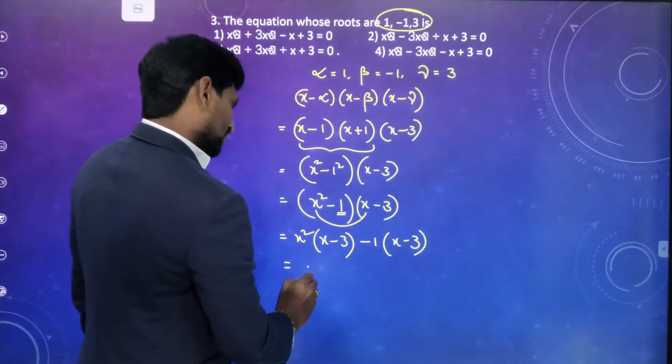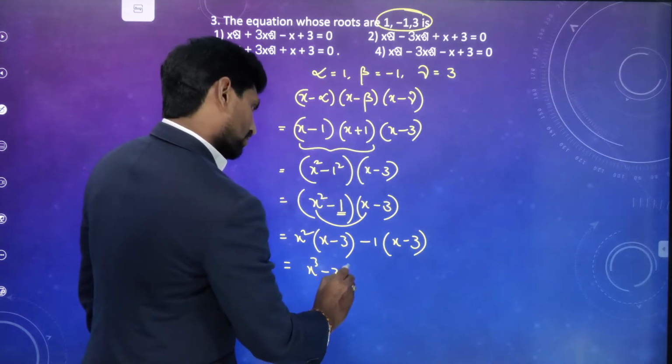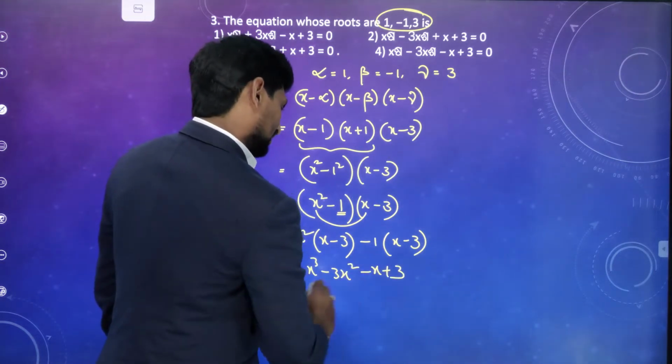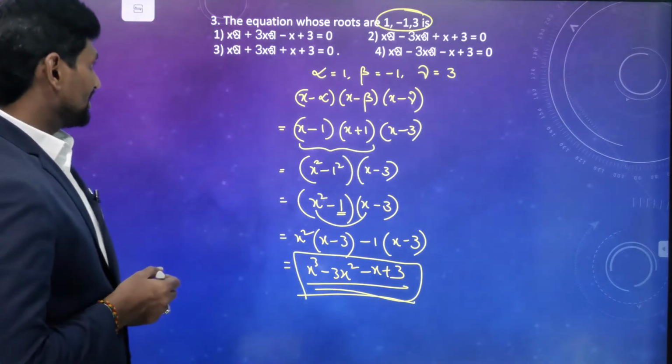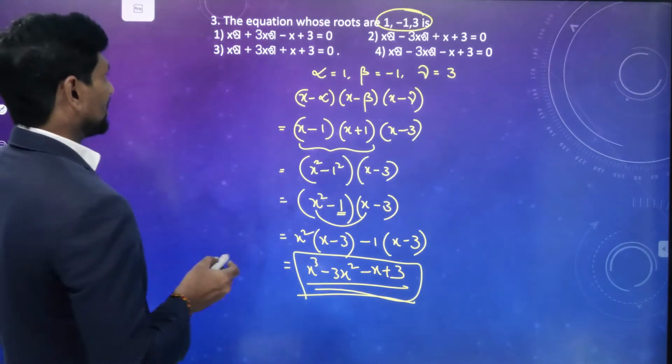Now x square into x, x cube, minus 3x square, minus x plus 3. There are no like terms. This is our required answer. x cube minus 3x square minus x plus 3 is the last option.